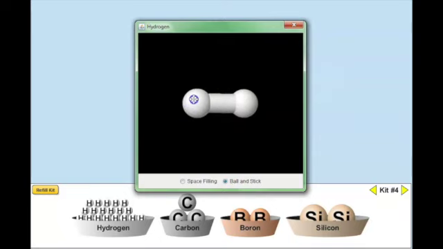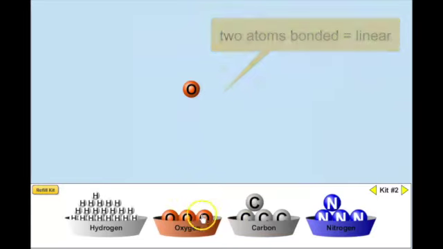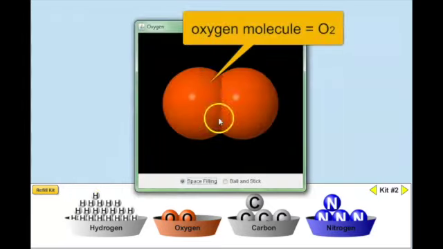When you have two atoms bonded together, it's the simplest shape. It's 2 points on a line, which is called linear. Two atoms bonded together, like this example, is two oxygen atoms. Now oxygen, in order to fulfill the octet rule for each oxygen atom, has a double bond, and so we'll see that when I switch to the 3D.